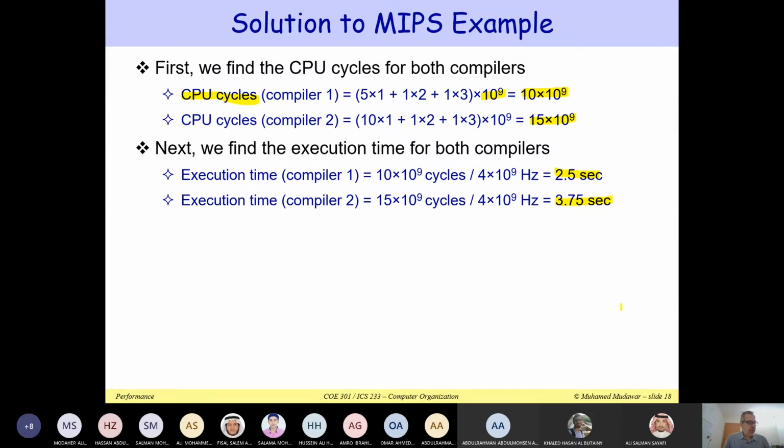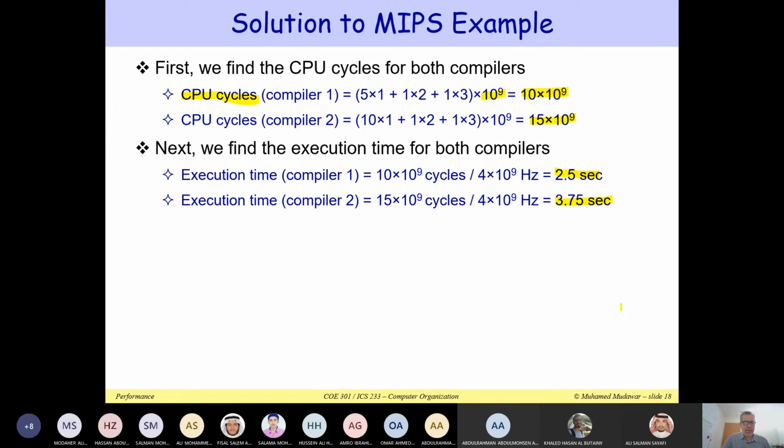Both programs, translated by compiler 1 and compiler 2, are going to produce exactly the same results, compute exactly the same thing, but which one is running faster? Compiler 1. Exactly. So compiler 1 is actually generating a program that will run faster than compiler 2.